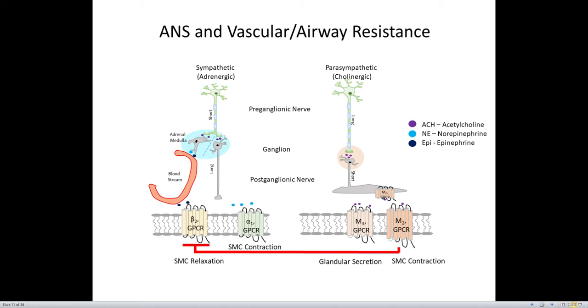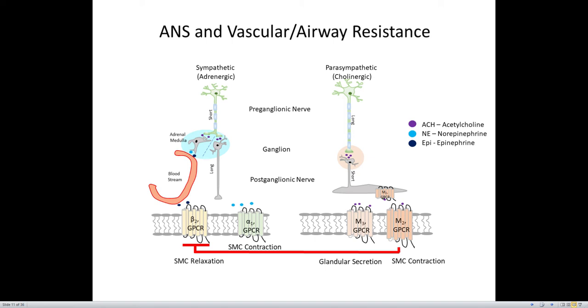But areas that we don't need, this epinephrine and norepinephrine are going to bind to the alpha-1 receptors, like the kidneys and the gut. We don't need those to run and fight. When that happens, smooth muscle cell contraction will occur, decreasing blood flow to those areas, and this basically redirects it to the areas that we need, such as the lungs and the heart and the muscles.